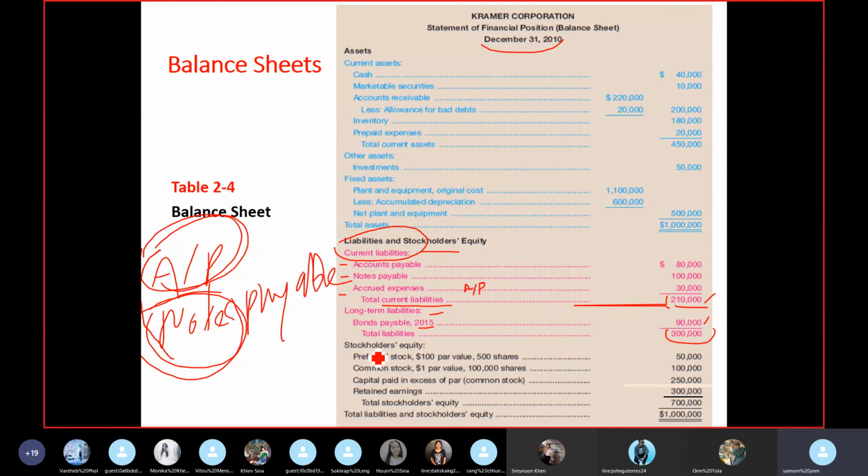Now we go to the part of stockholder equity. There are two parts. One is preferred stock, and the second is common stock. Starting with preferred stock, there is a par value of 100 per share, and the total is 500 shares. Par value means face value, face value or par value.